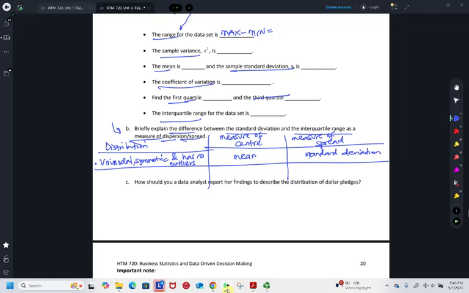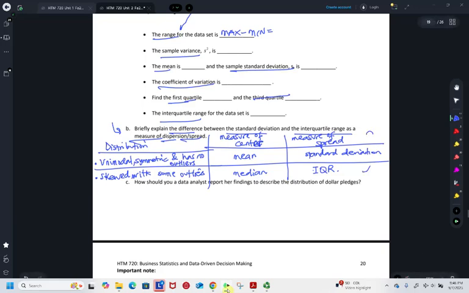Then if it's otherwise a skewed distribution with some outliers, because of the impact of outliers on your measures, you should use the median as the measure of center. American spelling will be center that way. And then for the measure of spread, use the interquartile range.